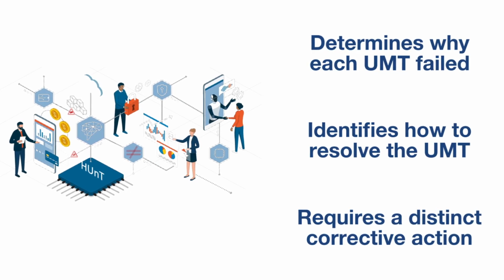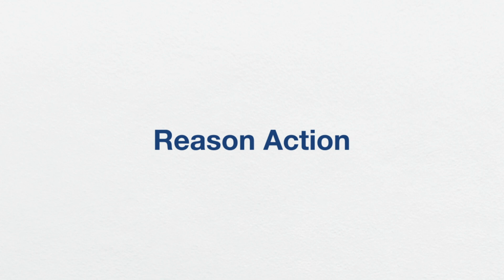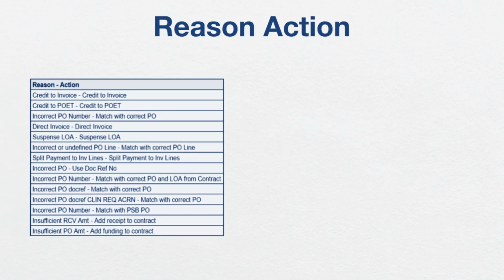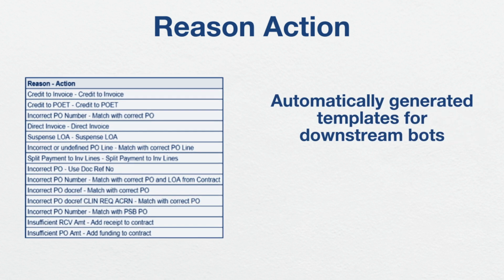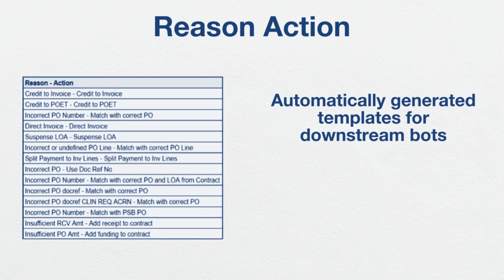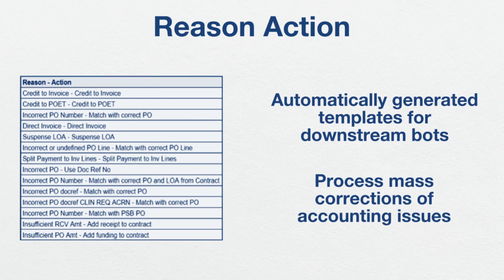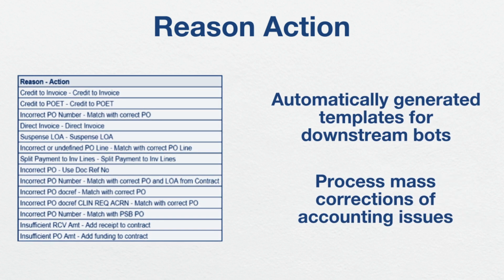HUnT uses this data to create a reason action for each UMT an agency receives daily. Once the reason action is identified, HUnT is then able to categorize UMTs into automatically generated templates for various downstream bots that can process mass corrections of a variety of common accounting issues.